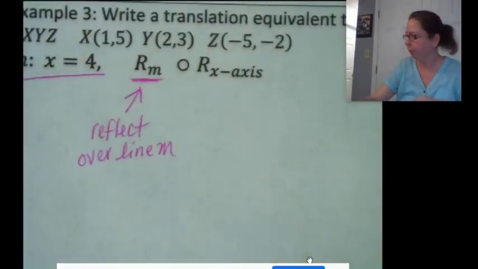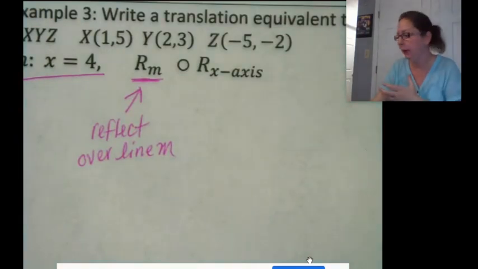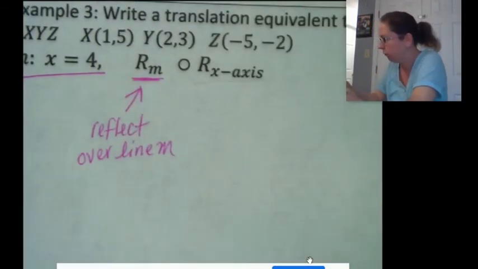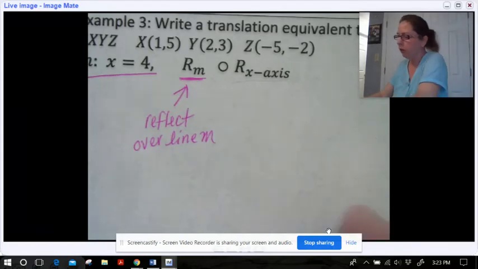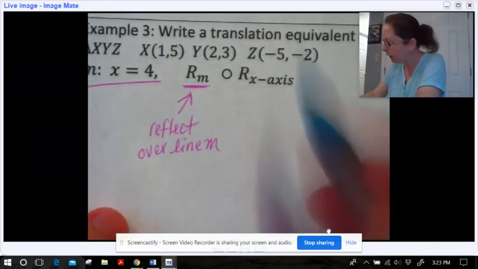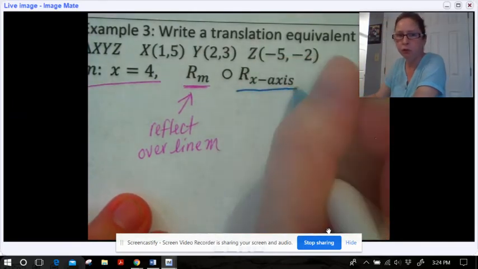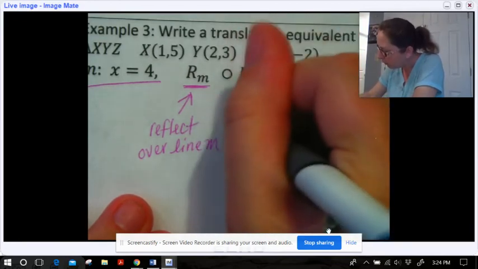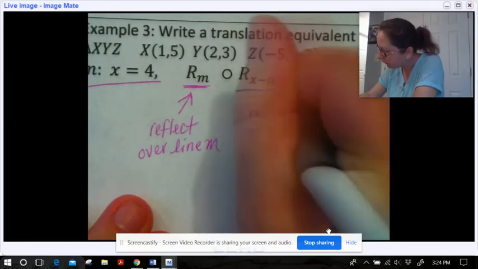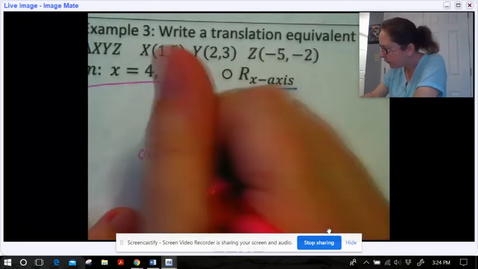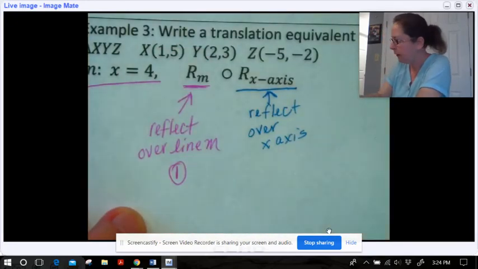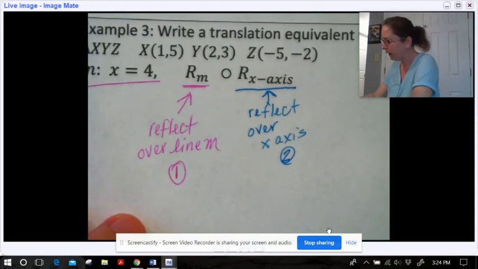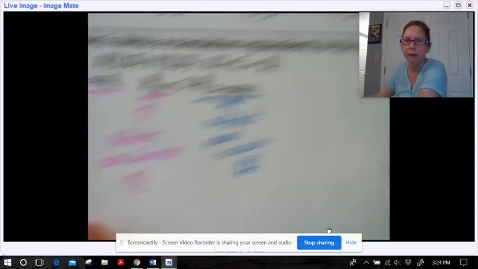Now what I need to do is take that new line, take the pink, and now I am going to do the next part, which is to reflect the pink line or triangle over the x-axis. So I did this first, and then I'm going to do this one second, okay? So starting from the pink line, I need to reflect this over the x-axis.